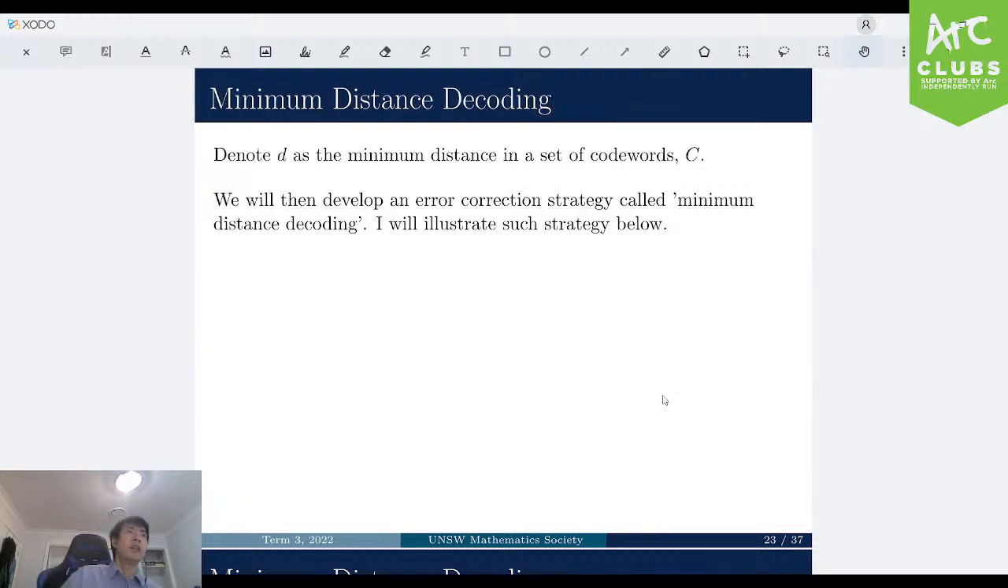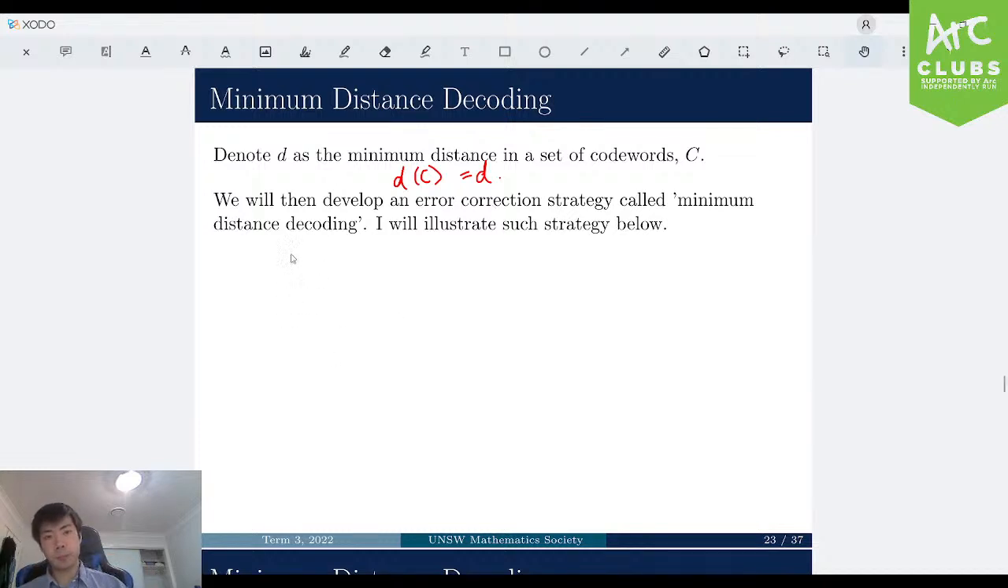This allows us to introduce the idea of minimum distance decoding. Suppose we denote D as the minimum distance in the set of code words C, so we're basically just abbreviating this to this. We will then develop an error correction strategy called minimum distance decoding, and I will illustrate such a strategy right now.